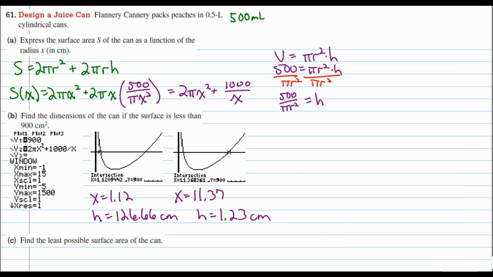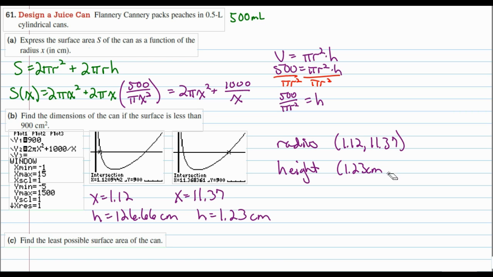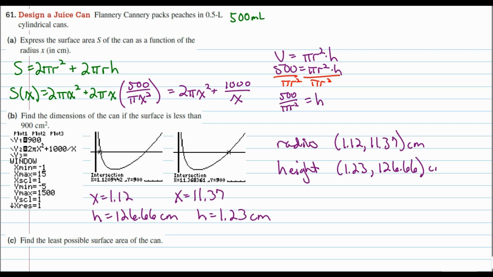So the dimensions of the can, if the surface area is less than 900 centimeters squared: the radius can be 1.12 to 11.37, not including those, because those would make it not less than 900 centimeters squared, but exactly 900 centimeters squared. The height can be 1.23 centimeters to 126.66, also centimeters.